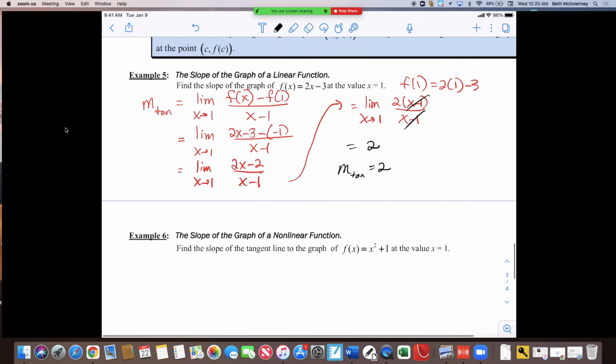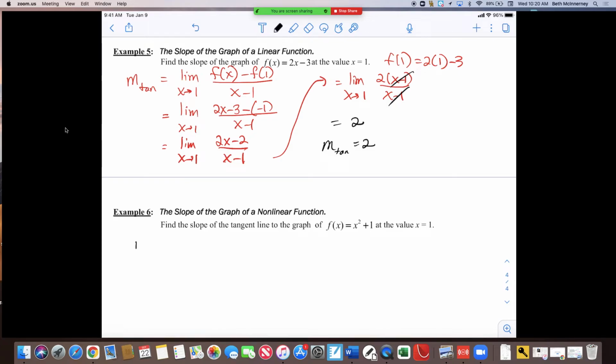So let's try this now in example 6. We want to find the slope of the graph of a nonlinear function. So the slope is the limit as x approaches 1 of f of x minus f of 1 over x minus 1.